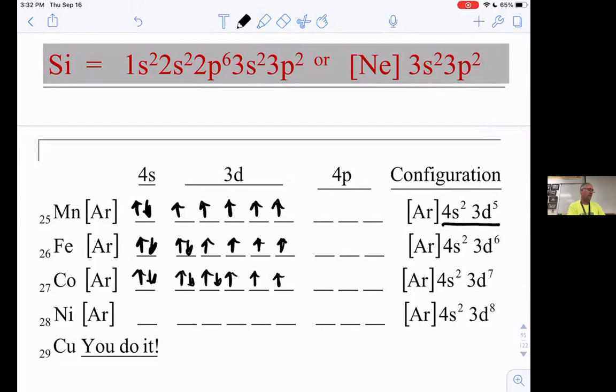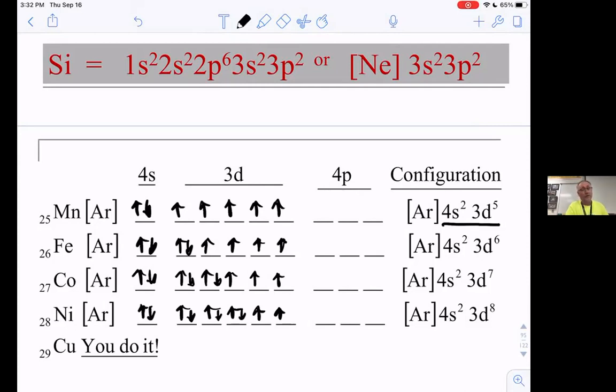Did I skip something there? 3d5, 3d6, 3d7, 3d8. So here, nickel: 1, 2, 1, 2, 3, 4, 5, and I'm going to 8. Down 6, 7, and 8. That would be the orbital diagram showing where each of those electrons are represented in each orbital of the 3Ds.